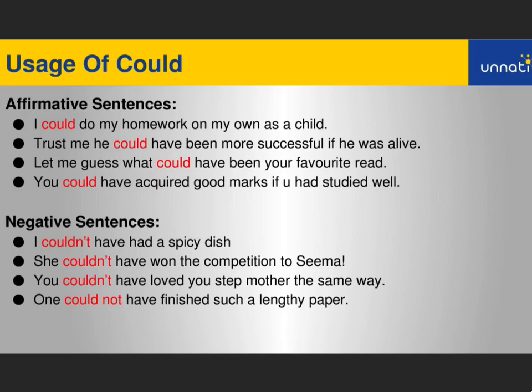First, affirmative sentences. I could do my homework on my own as a child. So that shows my past ability. I could do my homework on my own when I was a child, not any longer. Trust me, he could have been more successful if he was alive. Shows a possibility. If he was alive, he could have been more successful.